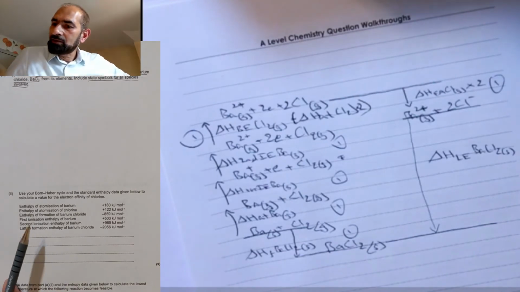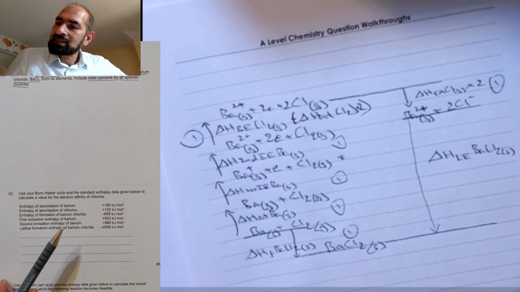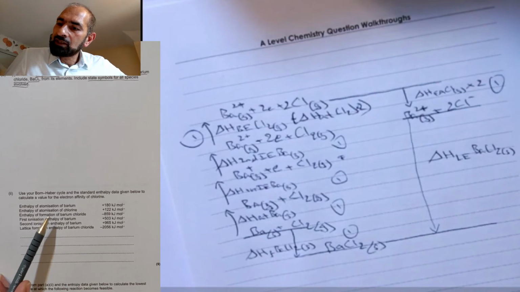Now, the second part of the question. Use your Born-Haber cycle and the standard enthalpy data given below to calculate a value for the electron affinity of chlorine.